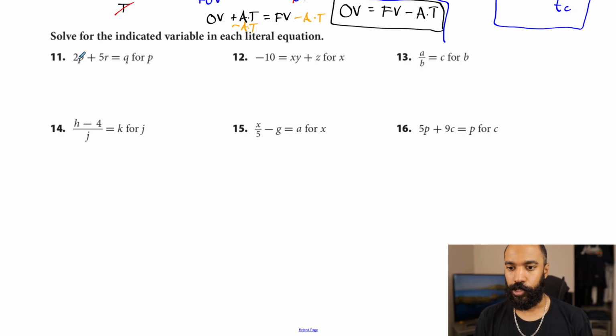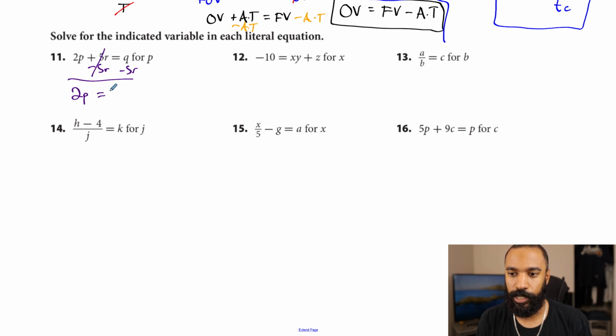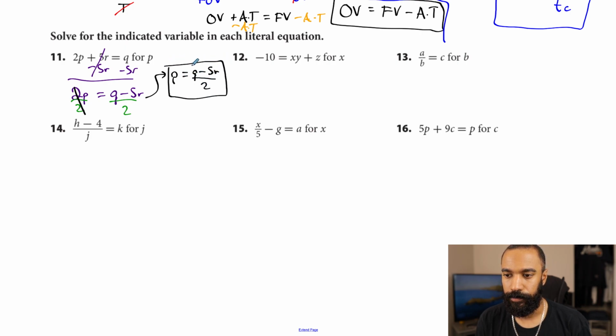Number 11, 2p plus 5r equals q. Q is solved for. I want p to be solved for. Let's get this 2p expression by itself by subtracting 5r from both sides. Minus 5r, minus 5r. We're going to get 2p equals q minus 5r. I got to get p by itself. 2 is multiplying with it, so let's divide both sides by 2. Remember, 2 over 2 is 1. P equals q minus 5r, all divided by 2. Okay? We have solved for p. We've gotten p by itself. No real equation, but there you go.